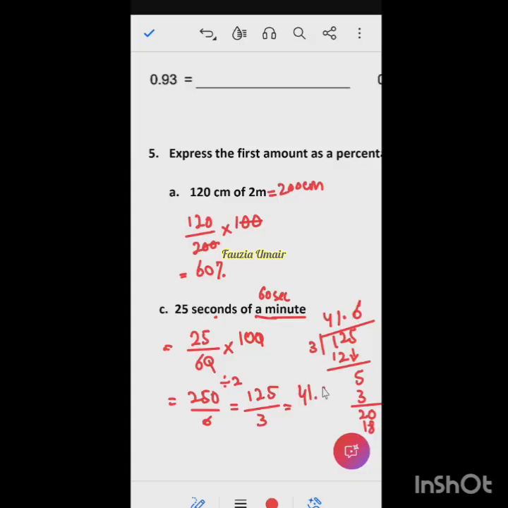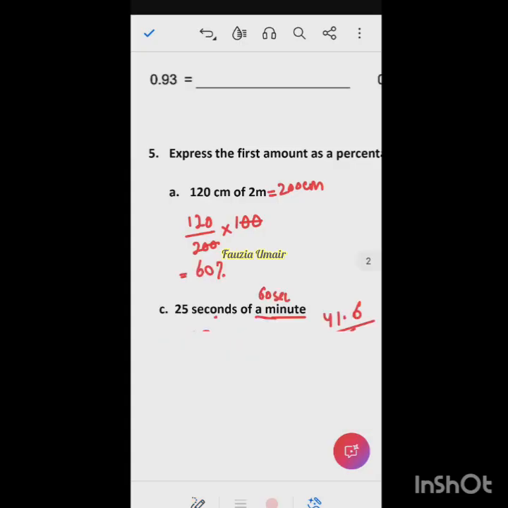So this is 41.6%. ठीक है? What is 25 minutes to 60 seconds? So this is 41.6%. Beta, any question till this point? No, ma'am. All right. Have you done these questions in the class? In the online classes. Oh, that's great.